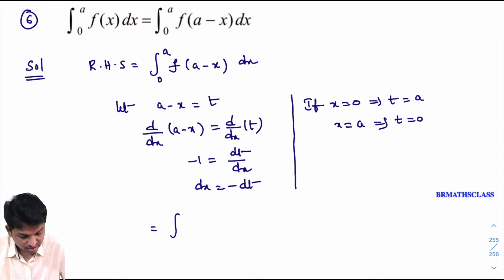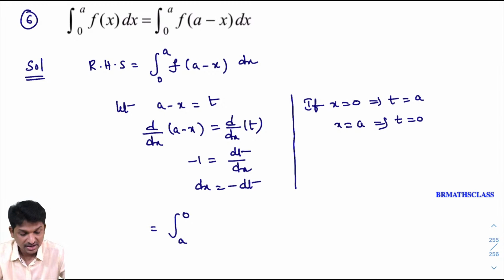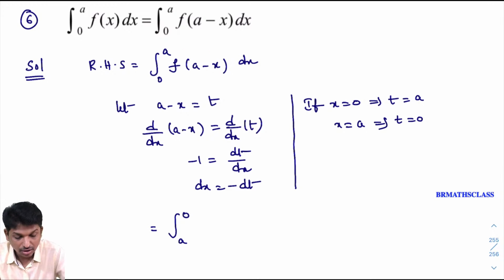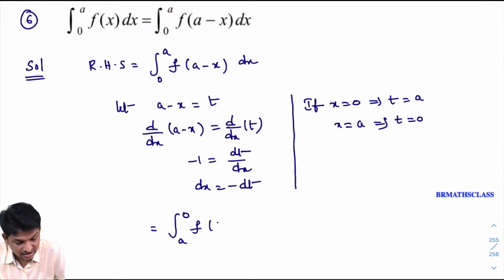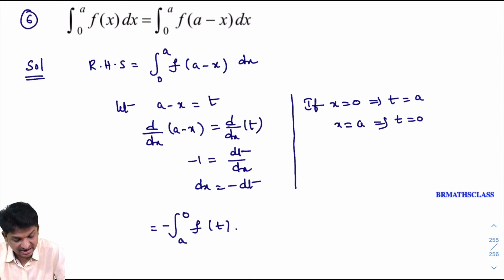That equals integral of, here limits are 0 to a, right? The limits change from a to 0. Observe here, this is 0 to a, here a to 0. Lower limit is a, upper limit is 0. In the question, f of a minus x is there. a minus x is t. f of t into dx is there. What is the dx we got here? dx we got as minus dt. So in place of dx, I'll write minus dt. As minus is a constant, I'll write it first.